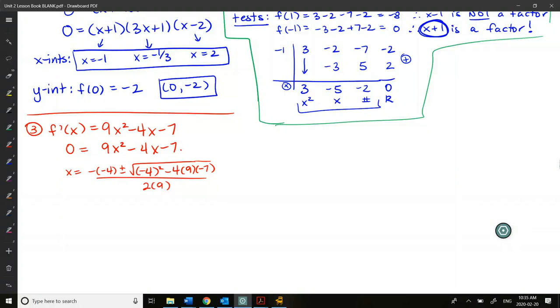Okay, so take a second and calculate that out. I don't need to see all the simplification work. You just find your x's and we'll go from there.